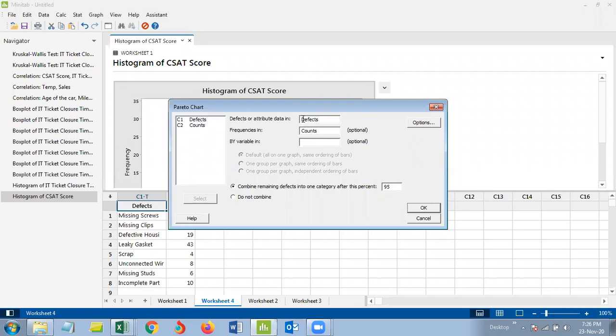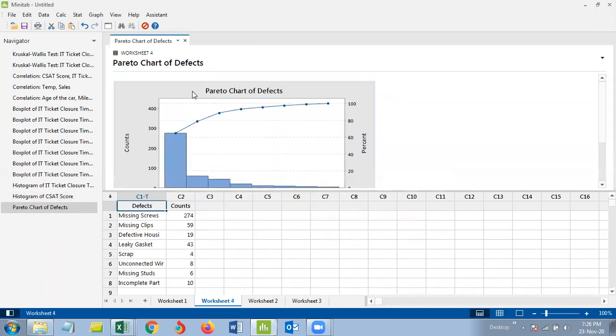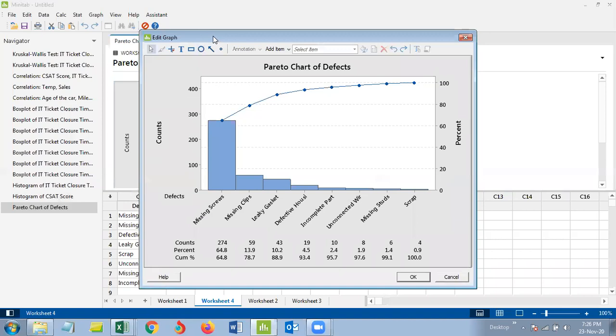Defects and frequencies, counts. So that's how you put it, and you want to analyze. See, there's an option that says combine after 95%. We would not like to do that. We would like to see everything clearly. We don't want to combine any values together. Let's click OK. You're done. Pareto chart has been done.